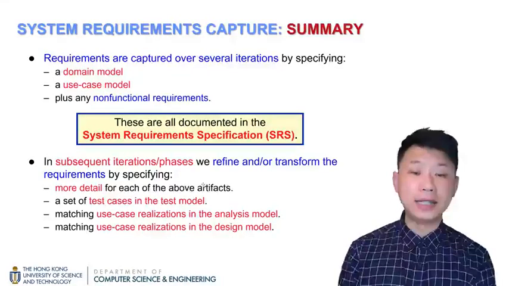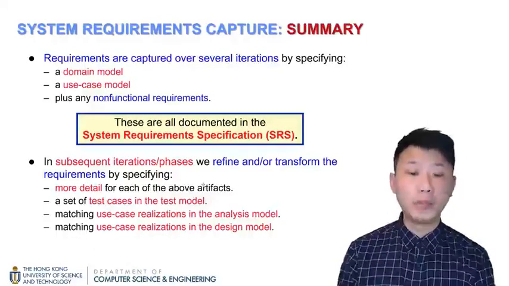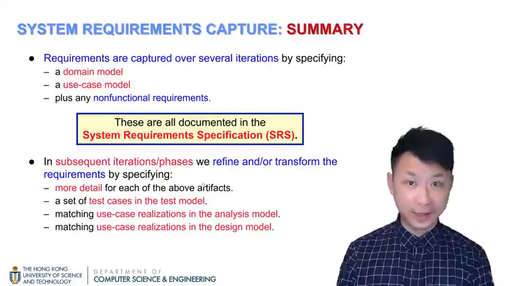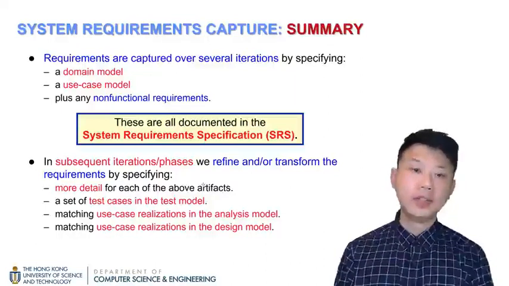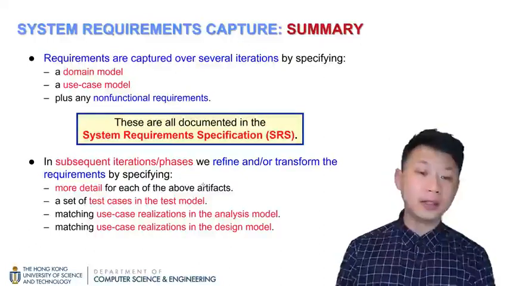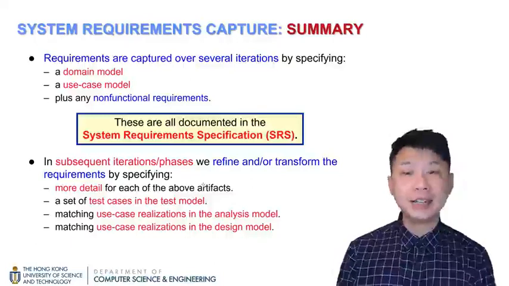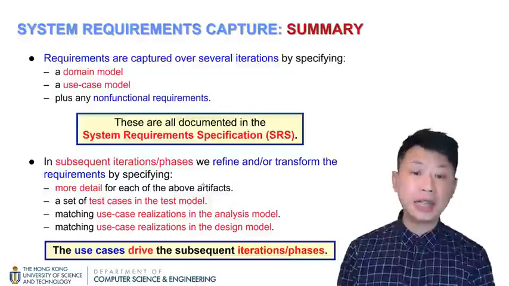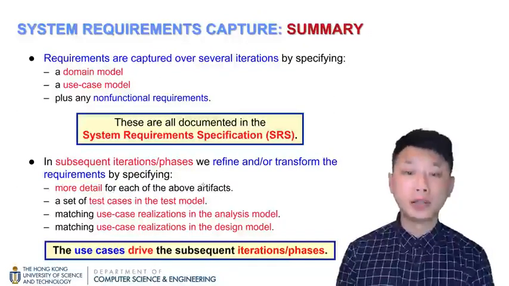And in the subsequent iterations or phases, we refine and also transform the requirements by specifying more details for each of the above artifacts, and also a set of test cases in the test model. And then we should come up with a matching use case realization in the analysis model, and also a matching use case realization in the design model. And we're going to use the analysis model and also the design model for implementation. And that's why we say that the use cases drive the subsequent iterations and also phases. And that's what I want to cover in this lecture.